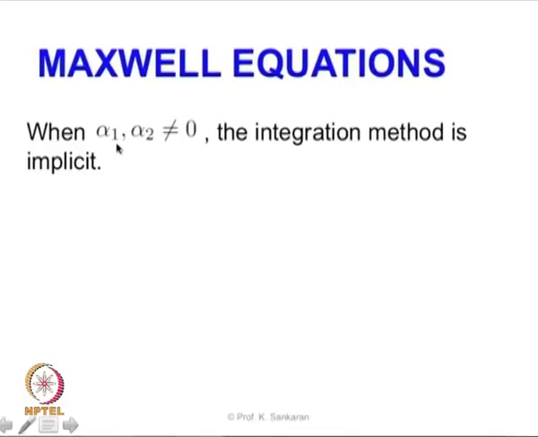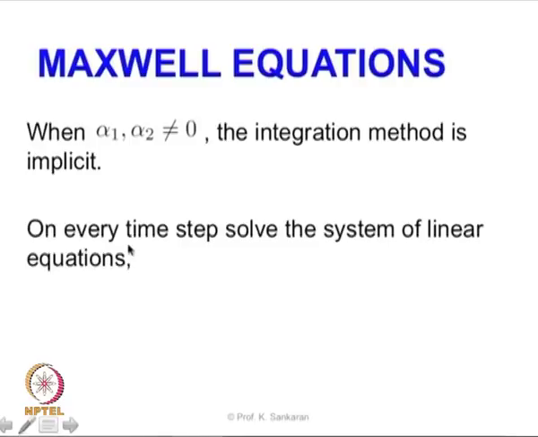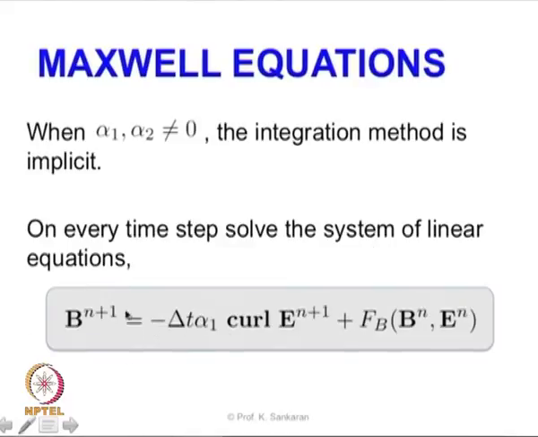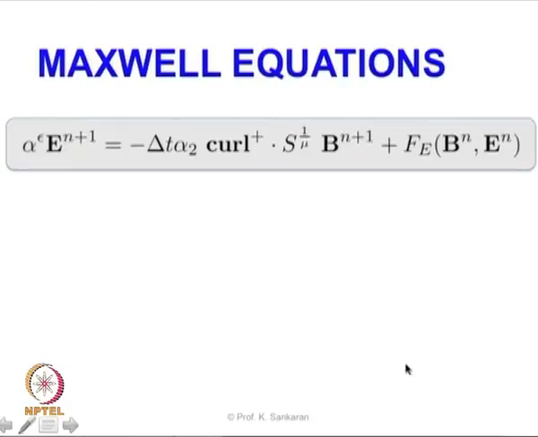So when we put alpha 1 and alpha 2 not equal to 0, the integration method becomes implicit, and every time step will be solving a linear equation which is given by this expression. So what we will get is Bn plus 1 is equal to minus delta t alpha 1 curl E n plus 1 plus f of b, Bn comma En, where we have to define f of E and f of b. We will define it in the next step.